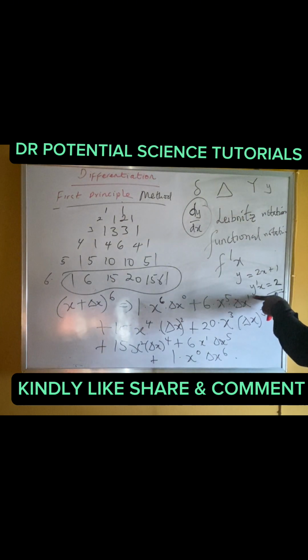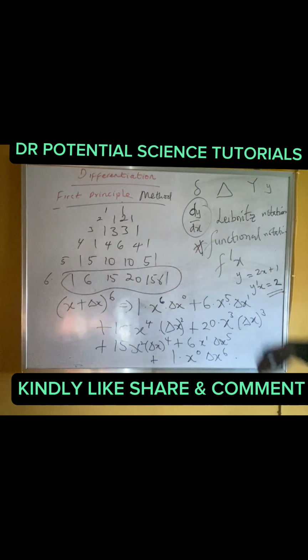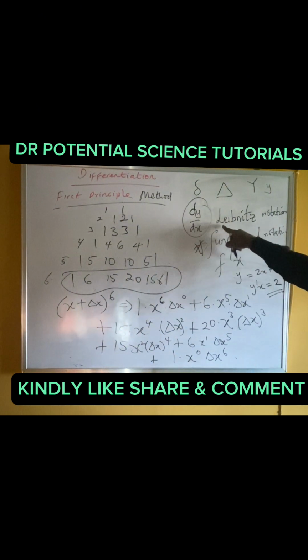That is, I have differentiated y with respect to x. The function here is y. So this one is called functional notation, while this one is called Leibniz notation. Okay, so it's very simple.